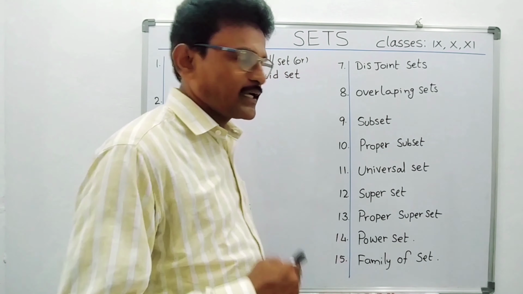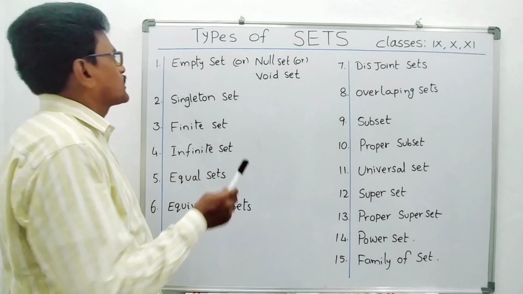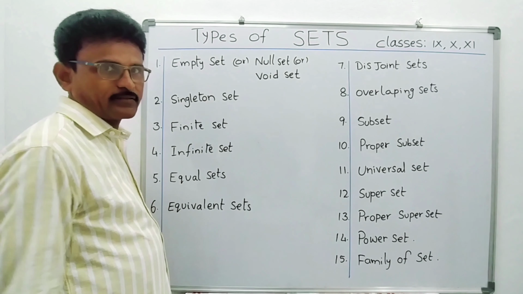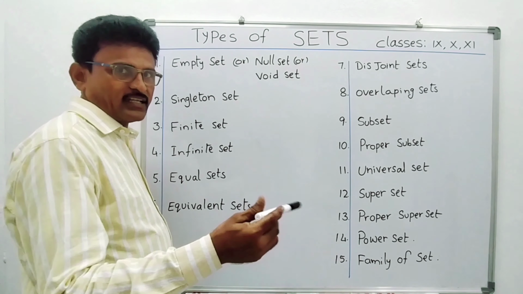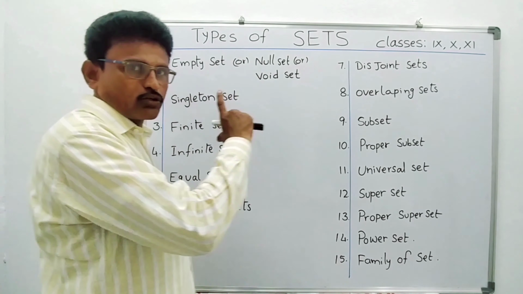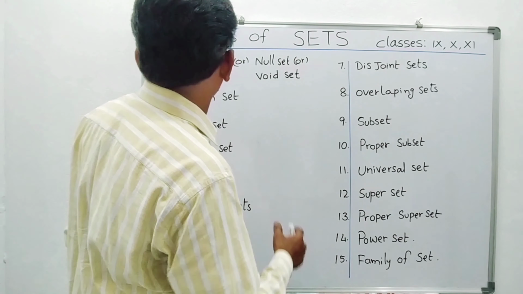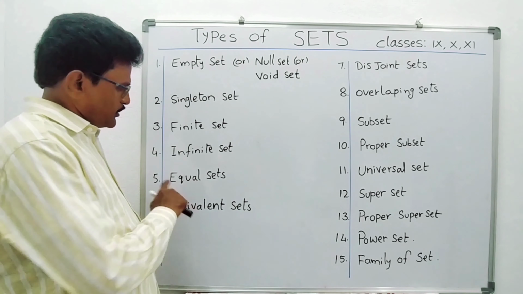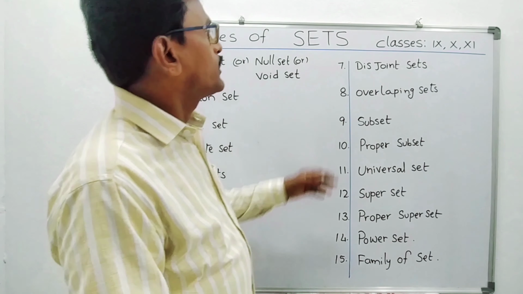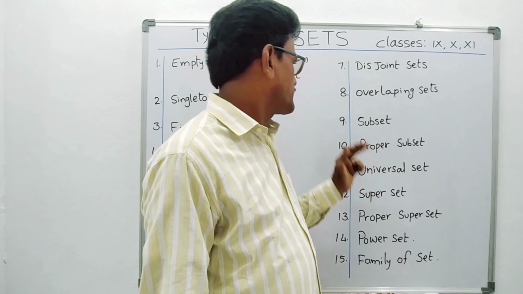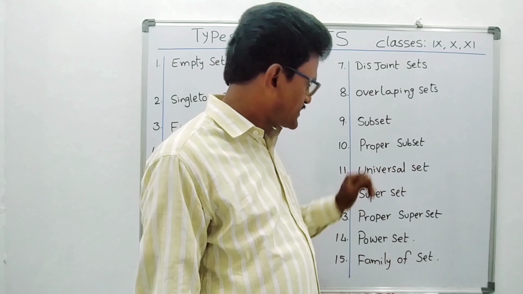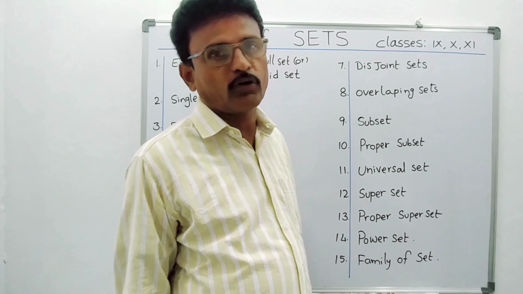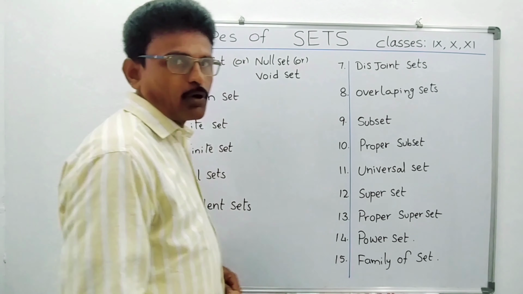What are the different types of sets in this video? Empty set, which is also said to be null set or void set. I will explain in detail, and I will give one or two examples also. Singleton set, finite set, infinite set, equal sets, equivalent sets, disjoint sets, overlapping sets, subset, proper subset, universal set, superset, proper superset, power set, family of sets. So we will learn about these in detail.